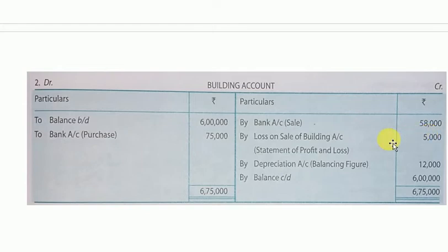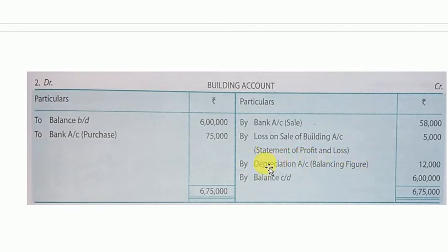Now we need to do the total. The debit side total is 6,75,000. Write the same total on the credit side, and we need to subtract this 58,000, 5,000, and 6 lakh. The balancing figure is 12,000. This is 12,000, the balancing figure.